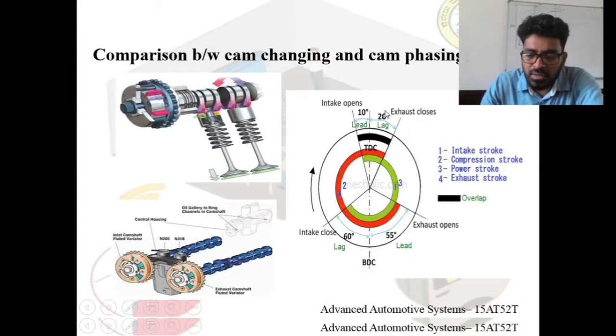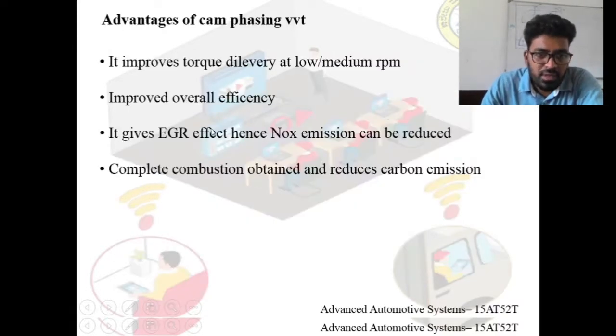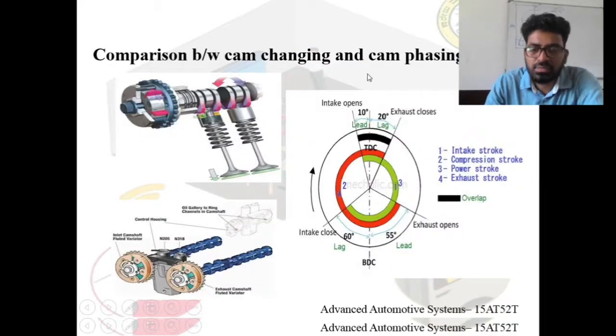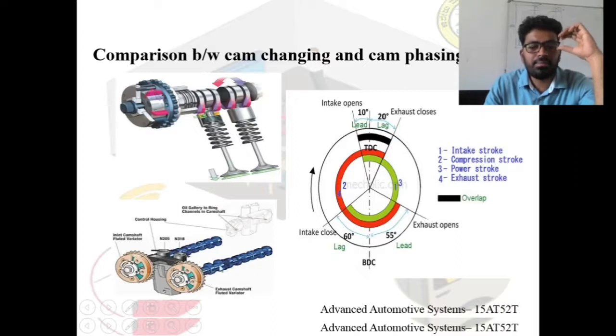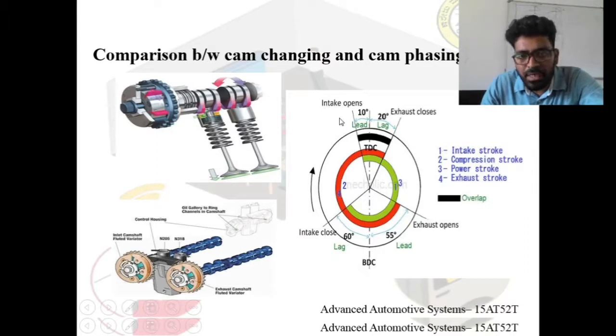And another one I said in the previous slide, it gives EGR effect. How will it give EGR effect when we apply the variable valve timing for both inlet camshaft and exhaust camshaft? What happens? From changing the cam timing, we can obtain more overlapping period.